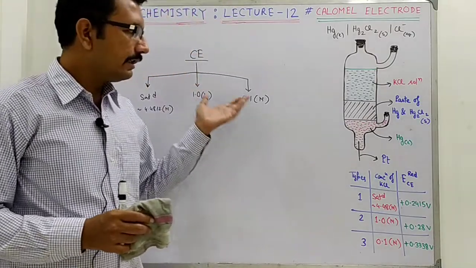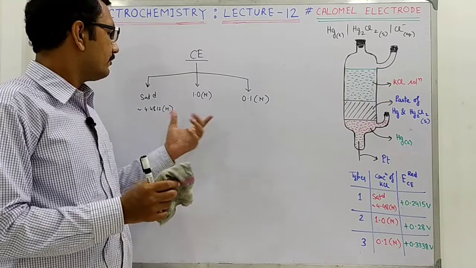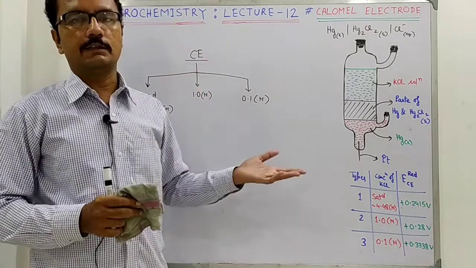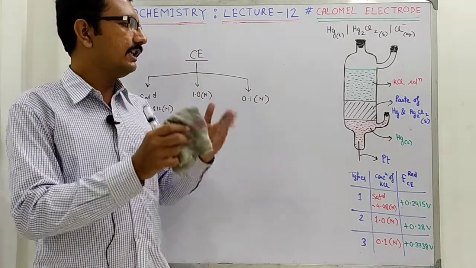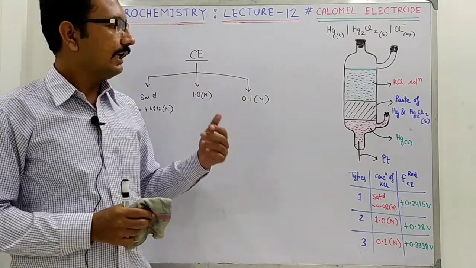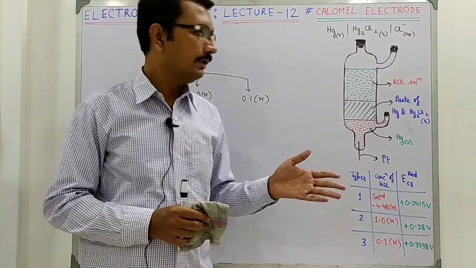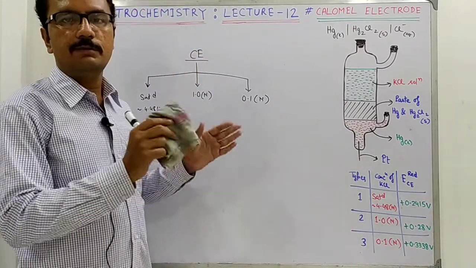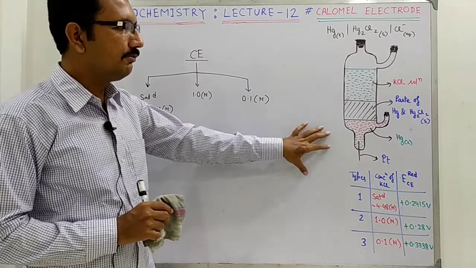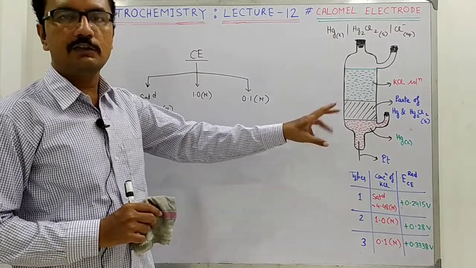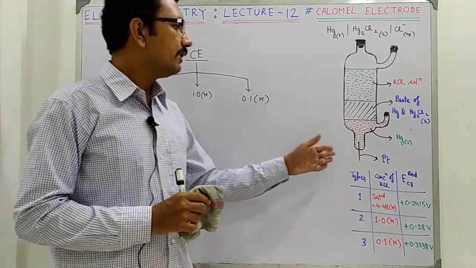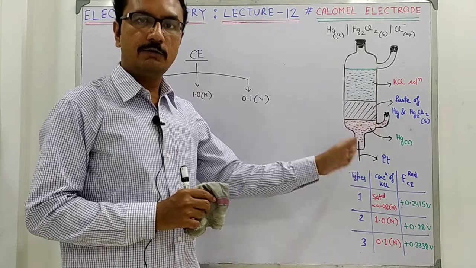In the previous lecture, lecture 11, I showed you the purpose of using the standard hydrogen electrode, SHE, and the method of using it, and with the help of this standard hydrogen electrode, how we were able to determine the standard electrode potentials of any unknown electrode. Now, since this is also a reference electrode, we must be able to determine the standard electrode potential of any unknown electrode. First, let us know the electrode potential of this electrode.